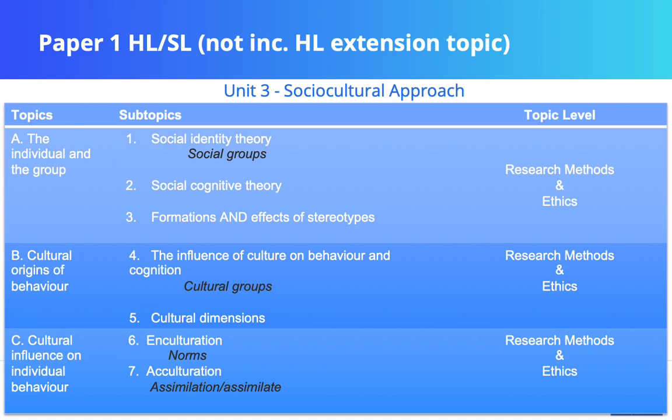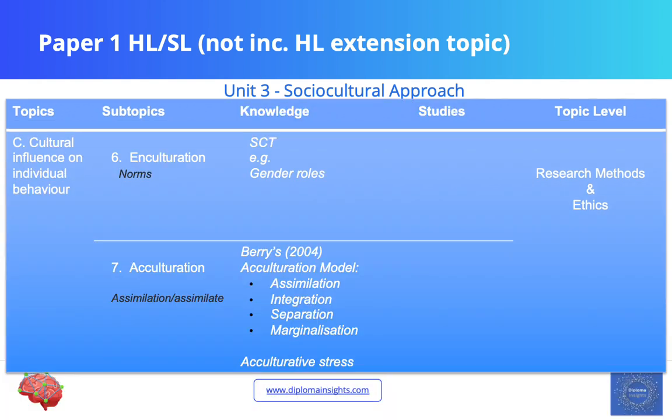The final topic from the sociocultural approach is looking at cultural influence on individual behaviour. So similar to the second topic, but this topic is focusing on the concepts of enculturation and acculturation. These are two terms that are very easily confused with each other. So make sure you clearly understand how the process of enculturation is different to the process of acculturation.